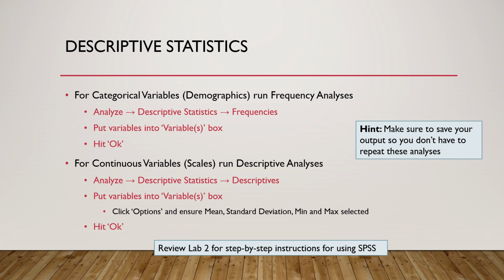If you're doing a continuous variable, such as any of your scales, or you're trying to find out information about age or sleep quality, then you need to do a descriptive analysis where you're looking for the means and the standard deviations. Here you go to Analyze, Descriptive Statistics, and then Descriptives. And then again, put the variables into the box, but make sure that you click the Options button and ensure that mean, standard deviation, and then min and max if you're doing age are also selected. Then you can click OK.